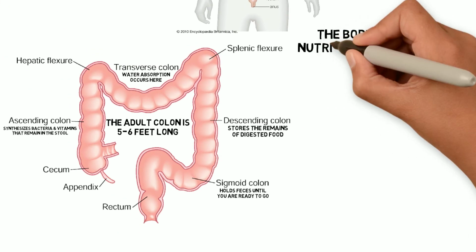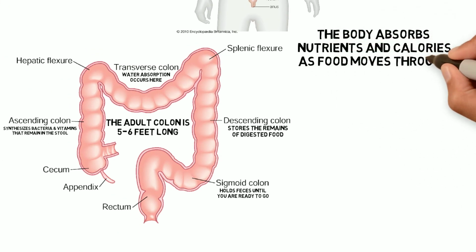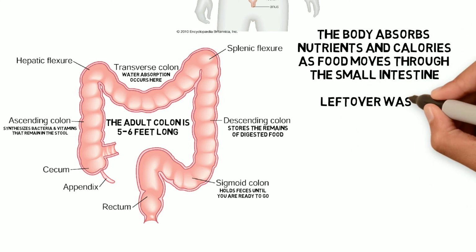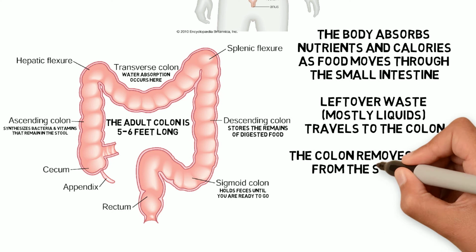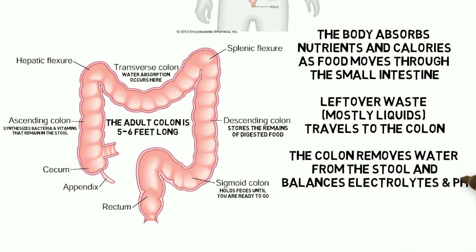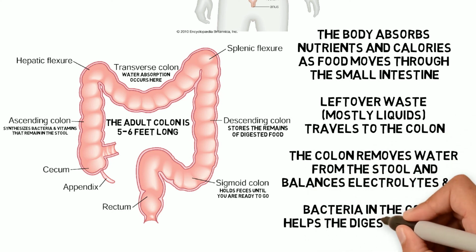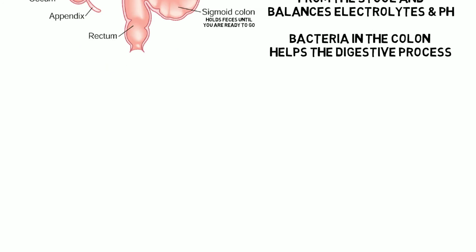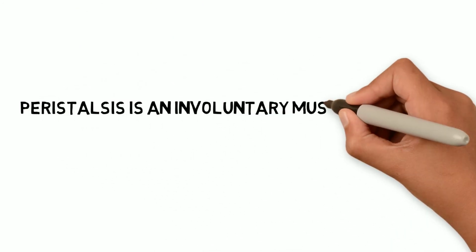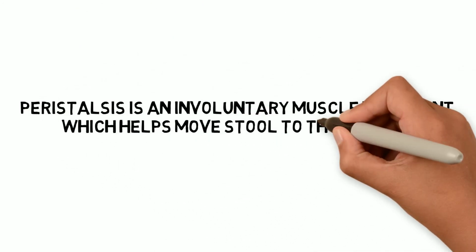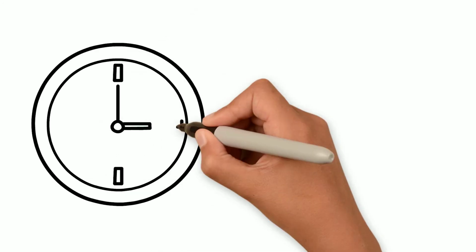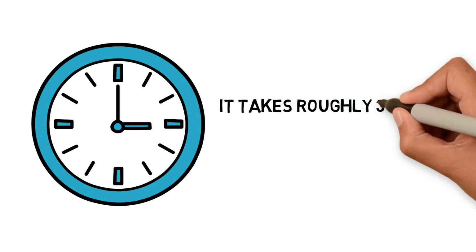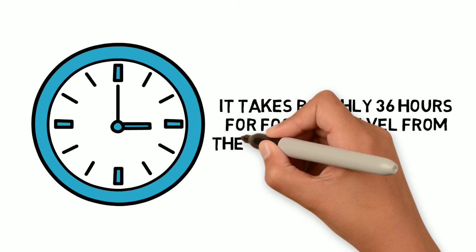The body absorbs nutrients and calories as the food moves through the small intestine. Leftover waste, mostly liquids, travels to the colon. The colon removes water from the stool and balances electrolytes and the pH. Bacteria in the colon helps the digestive process. Involuntary muscle movement called peristalsis helps move the stool to the rectum to be passed during a bowel movement. For some people, it takes about 36 hours for food to work its way through your digestive system and pass from the stomach to the rectum.